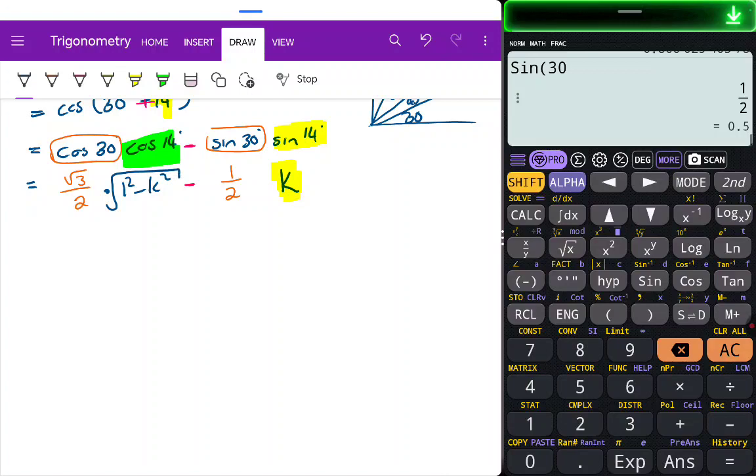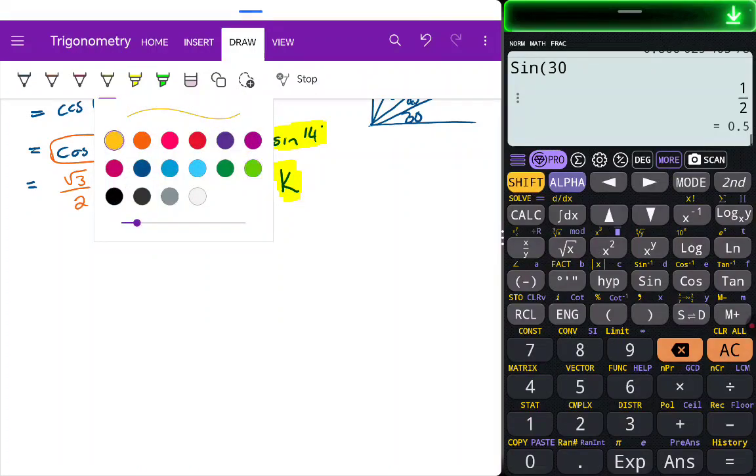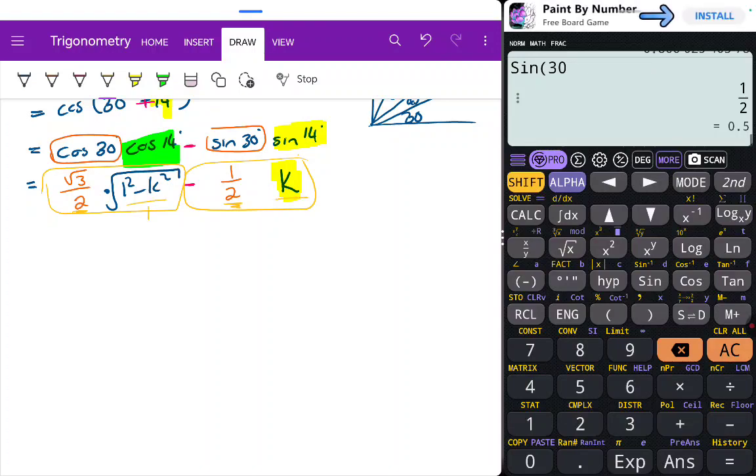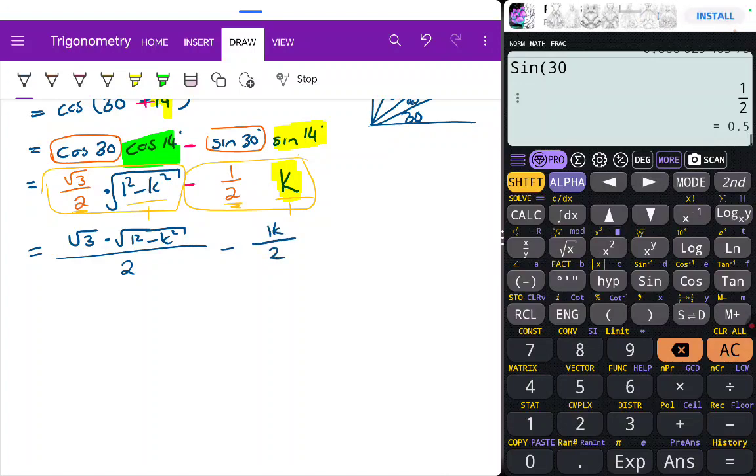Well, not really, because this is a subtraction. So what you want to do is put everything under the same base. How many terms do you have? You have 2 terms. That's your 1st term, and this is your 2nd term. Okay, so let's put everything over 2, because I've got a denominator of 2 there and a denominator of 2. This one is actually over 1, and this one is also over 1. So this is pretty easy. This becomes square root 3 times square root 1 squared minus k squared, everything under the roof, over 2, minus 1k over 2. Beautiful. Now we can simplify.